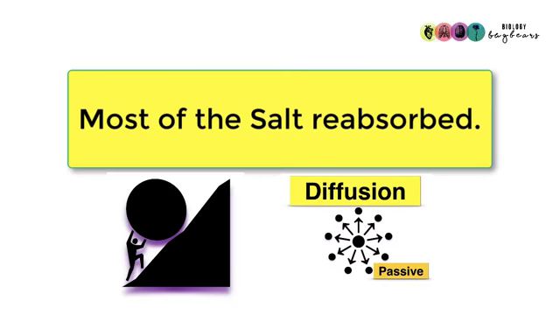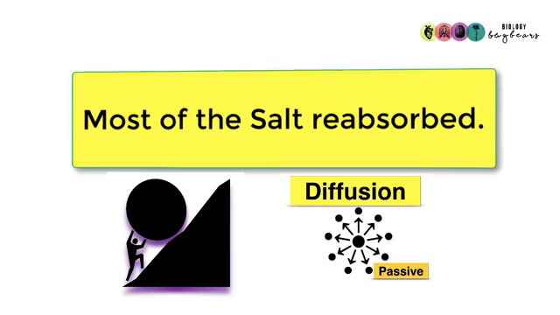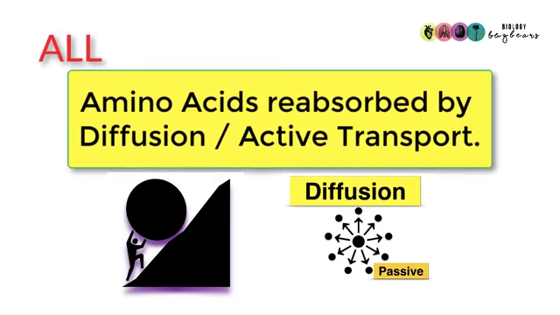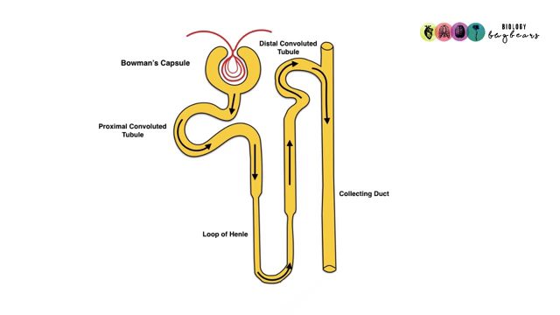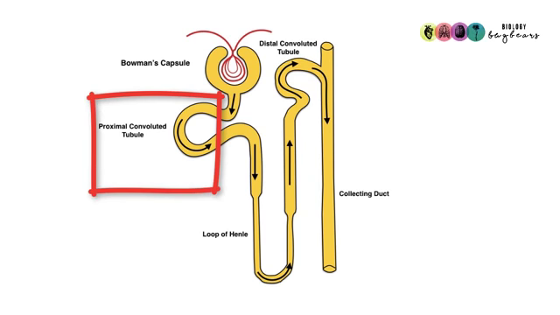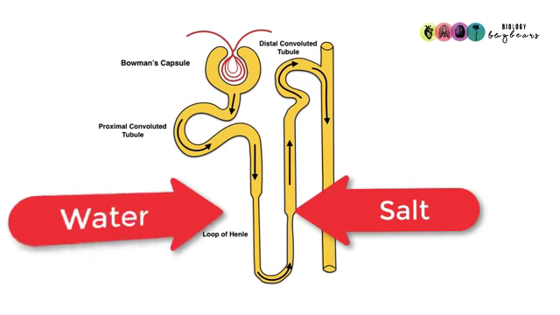And most of the salt is also reabsorbed here by active transport or diffusion. All of the amino acids are also reabsorbed at this stage, mostly by active transport, but diffusion can play a role too. Most water is also reabsorbed at this stage by osmosis. So once the glomerular filtrate has passed by the proximal convoluted tubule, most reabsorption has taken place. We're simply only talking about water and salt from now on.